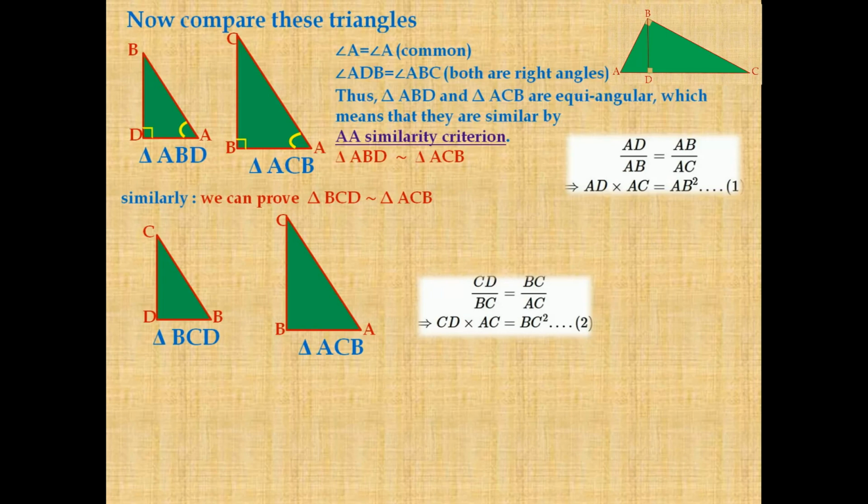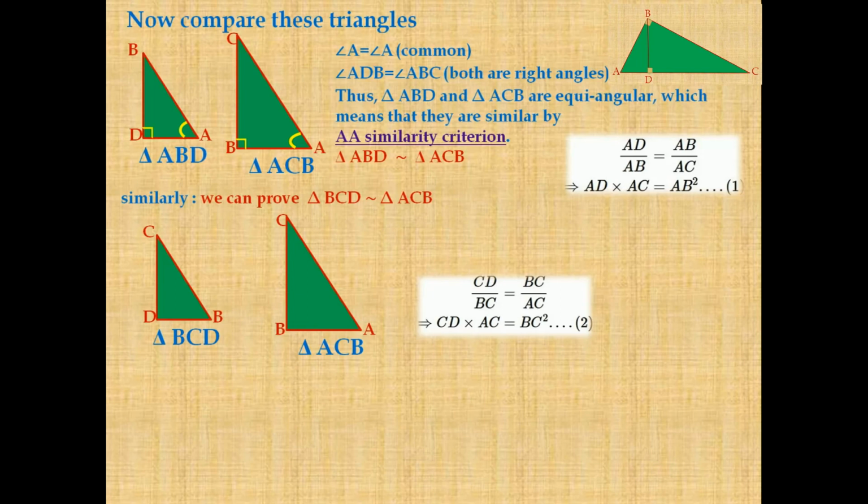Now, from both triangles, we are taking height by hypotenuse. Look here, in the small triangle, CD is the height and BC is the hypotenuse. Therefore, CD by BC is equal to BC by AC. BC is the height in the big triangle and AC is the hypotenuse. By cross multiplication, we get CD into AC is equal to BC square.